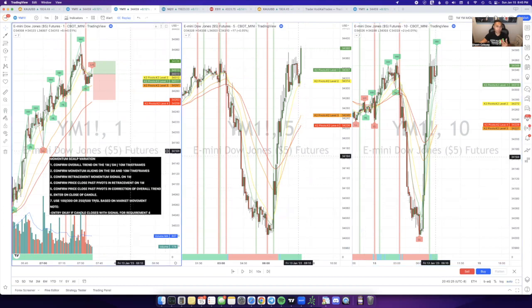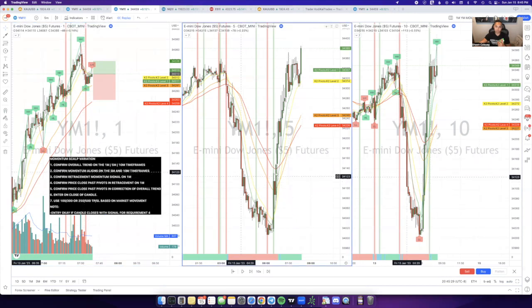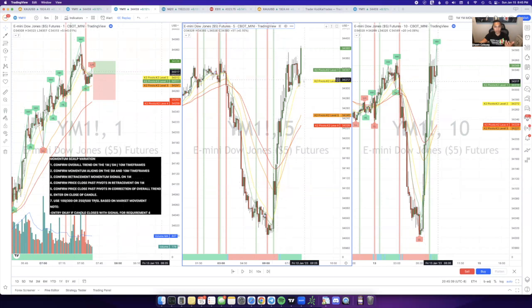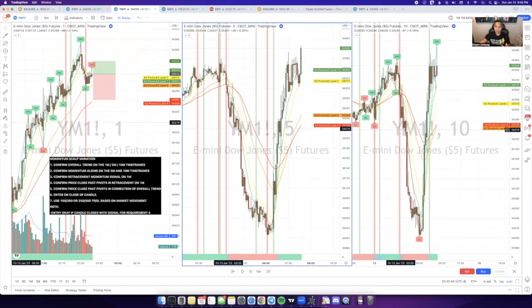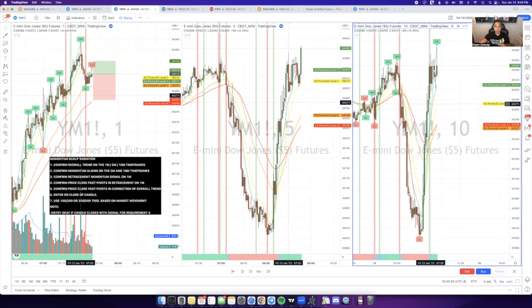Next step, you want to confirm that momentum aligns on the 5 minute and 10 minute time frames. So looking over here on the 5 minute, you want to look at the most recent momentum signal. You'll see right here, it's a green buy signal, right? This is going to confirm that momentum is bullish. Unless we have a sell signal that comes up anytime soon, we're going to assume that price is likely to continue to the upside. Going over here to the 10 minute, you want to look for the same thing. Most recent buy signal here is a green momentum signal. So this is going to indicate that price here is also bullish with regard to momentum. So with that said, we've confirmed step 2.